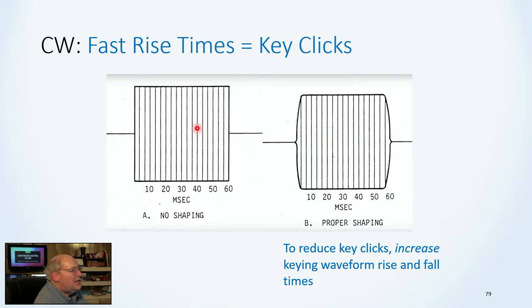So when we key the transmitter, rather than the RF immediately going to full power, it gradually goes up, goes to full power, and then gradually comes down when we let go of the key. That's called proper shaping. So to reduce key clicks, increase keying waveform rise and fall times. And here's where the trick is. Now, which one of these two, A or B, has the faster rise time?